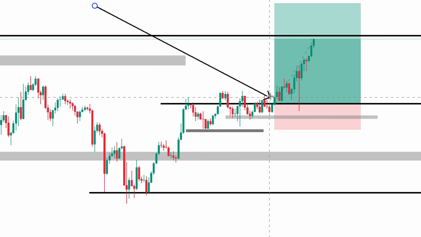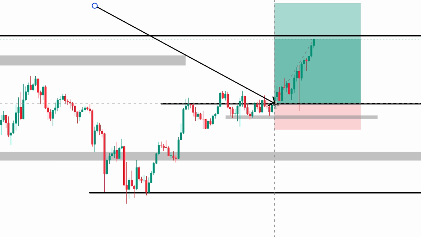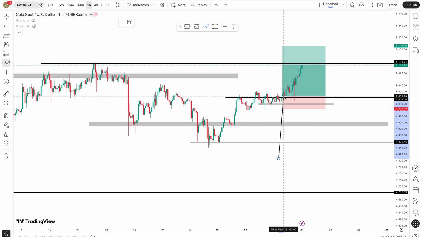Price struggled around here for a little bit. It consolidated for a little bit, but then eventually price ended up coming back above this level. This was my entry. And my confirmation for entering buys right here was one, price is already building higher highs, higher lows. So this was a reversal.